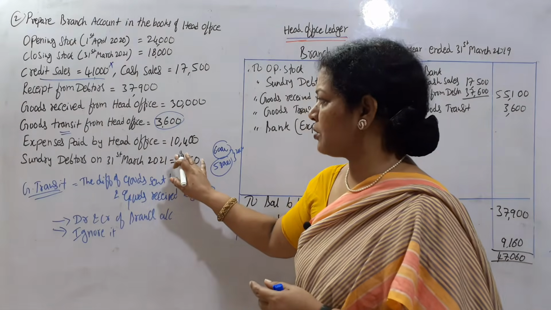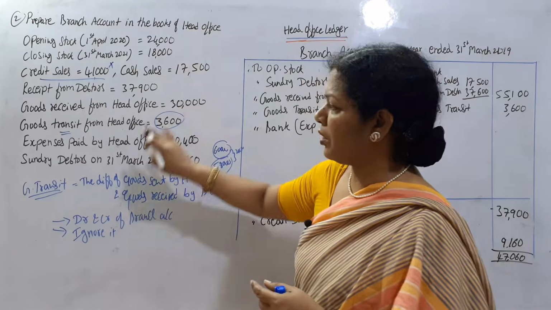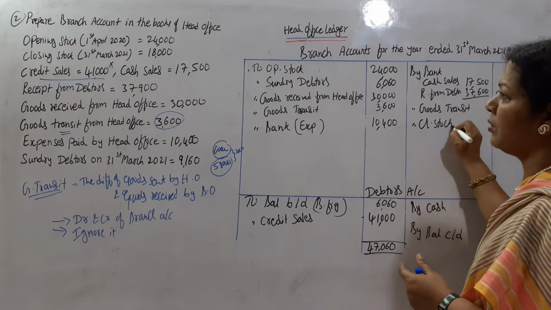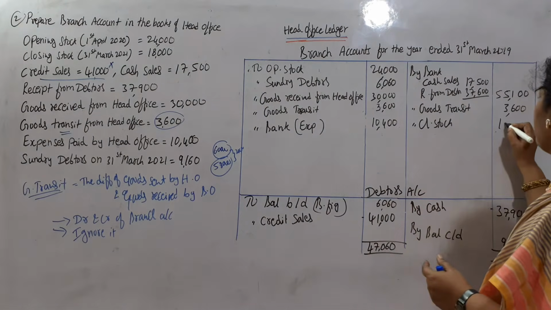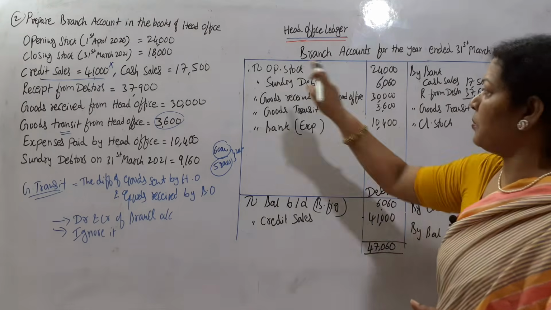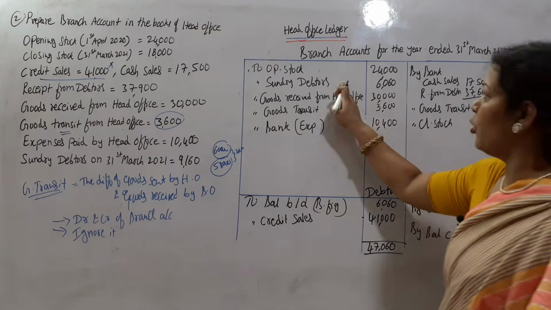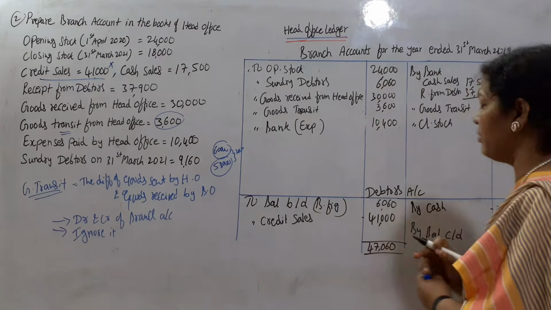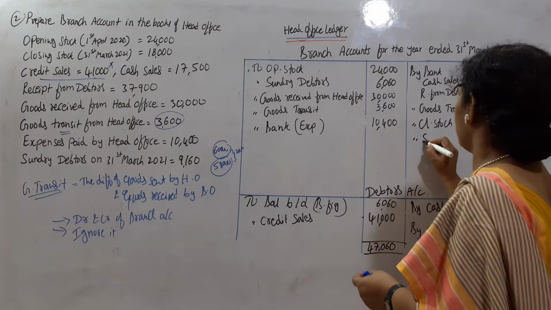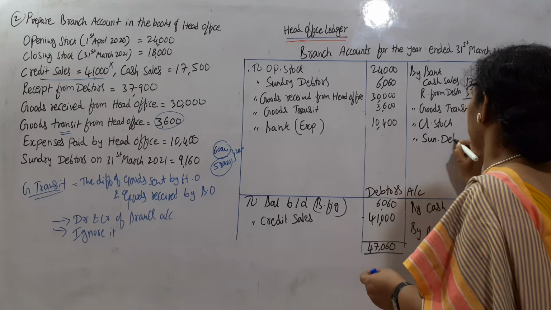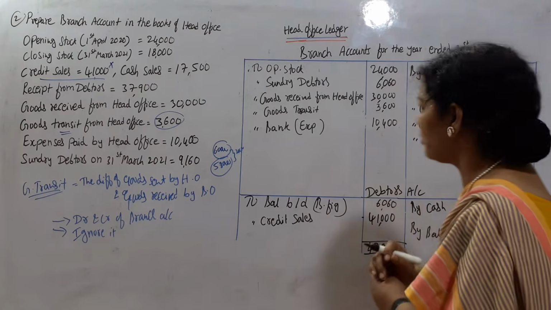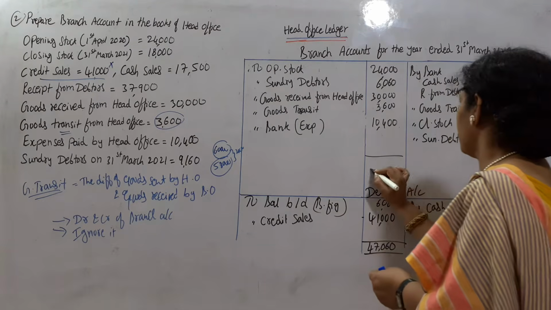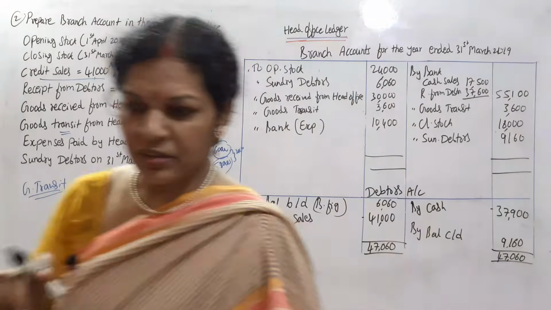Next, closing stock and closing debtors. Both we will write on the credit side. By closing stock is 18,000. Opening stock 24,000 we have written, closing stock is here. Opening debtors 6,060 rupees, you got it from the debtors account. Closing debtors already given. So sundry debtors, closing debtors are 9,160. That's it, over, right? So where is the calculator?